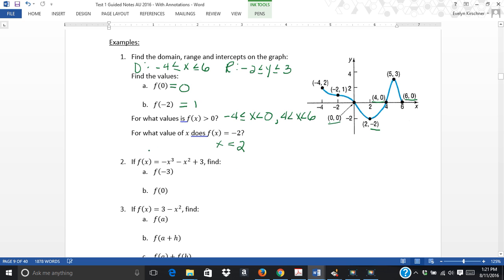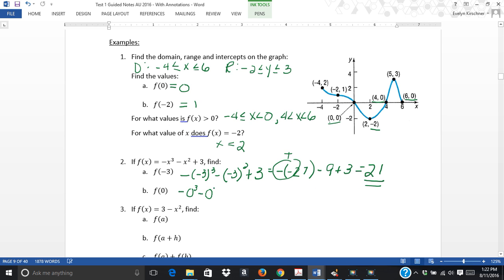Our next example is I want to find out what some values of the function are. So for this case, I'm going to plug it in. So I have negative of -3 cubed minus -3 squared plus 3. Now I'm going to calculate it. So that's the same as negative of -27 minus 9 plus 3, when this becomes a positive. So I have 30 minus 9 or 21. What about at 0? That's a little bit easier. Negative of 0 cubed minus 0 squared plus 3, which is 3.